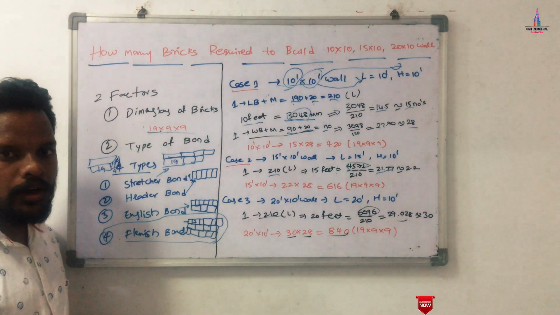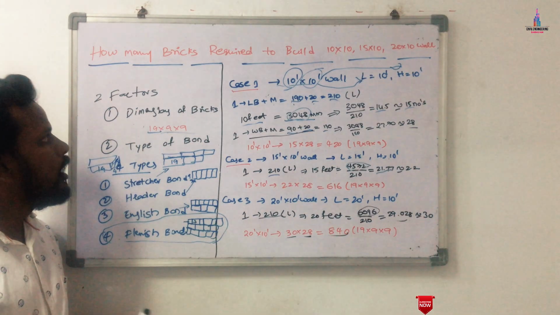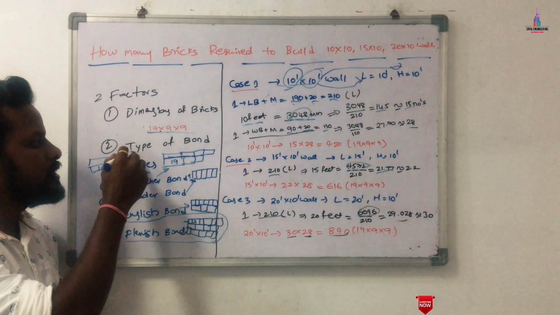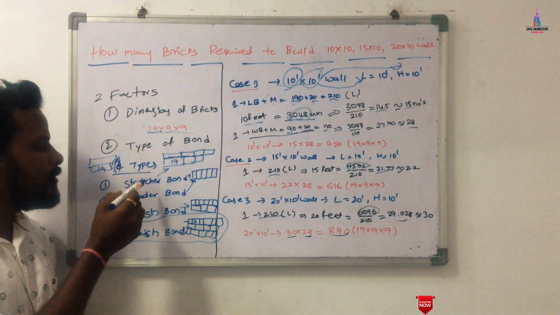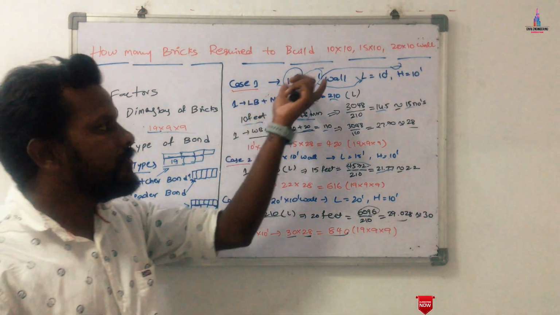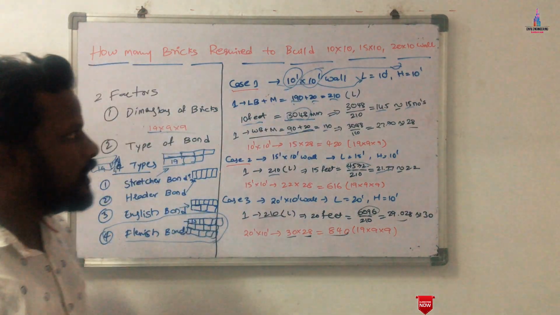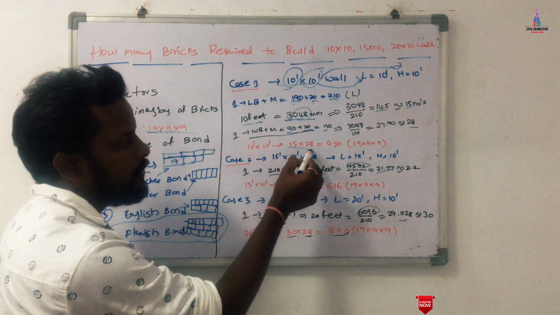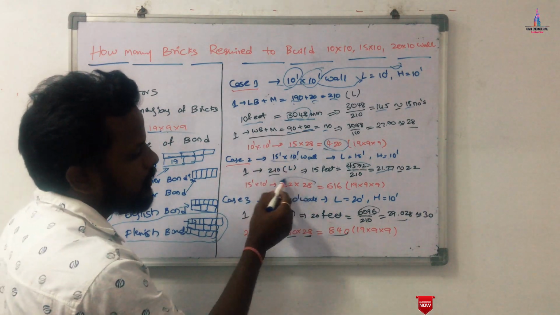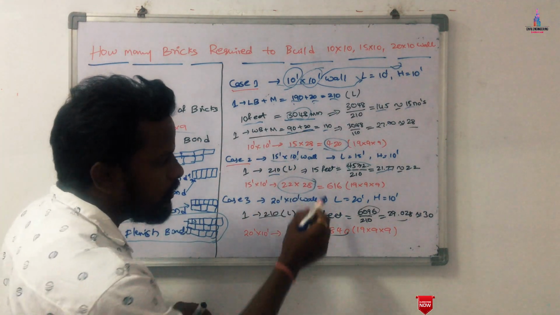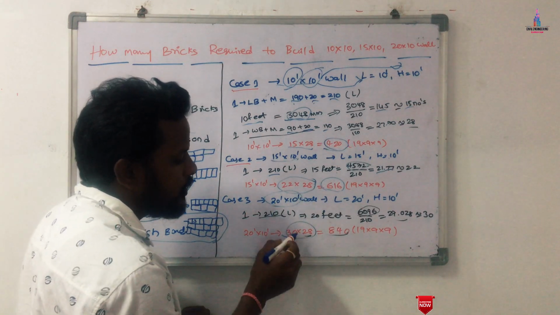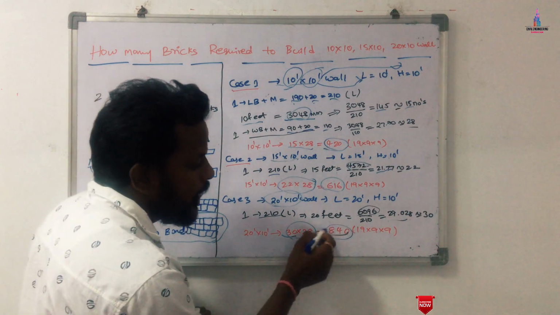Basically there are two factors which affect the number of blocks required for the construction of the wall. Those are the dimensions of the block and the type of the bond. The types of bond include stretcher bond, header bond, English bond and Flemish bond. Okay, so for case 1, we considered 10 feet cross 10 feet, which requires approximately 15 cross 28, which is 420 numbers. For 15 feet cross 10 feet, it is 22 multiplied by 28, approximately equal to 616 numbers. Again, in the same process, 20 feet cross 10 feet requires 30 cross 28, approximately equal to 840 here.